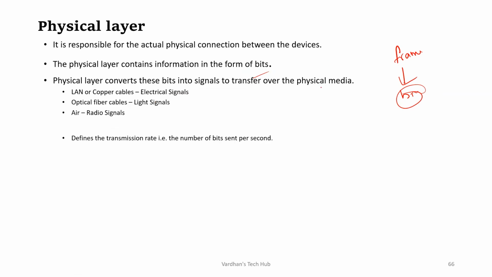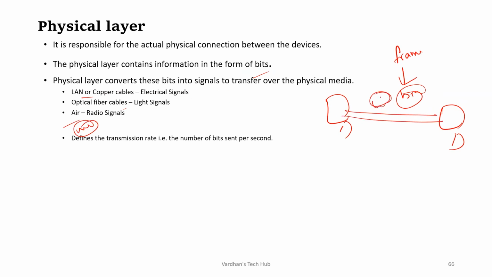Suppose between the source and destination you are using LAN cables, as we discussed, or optical fiber cables, or air, which means a Wi-Fi network. If the connectivity between these two is a LAN cable, then the data will go through as electrical signals.